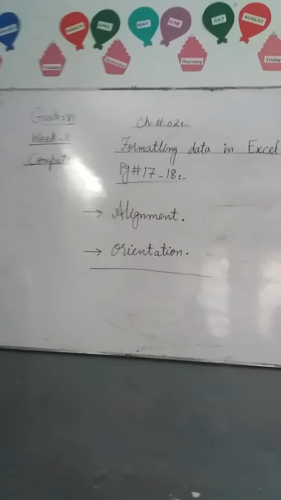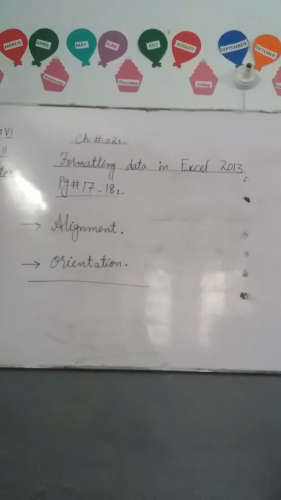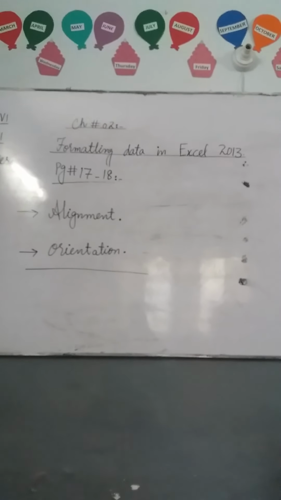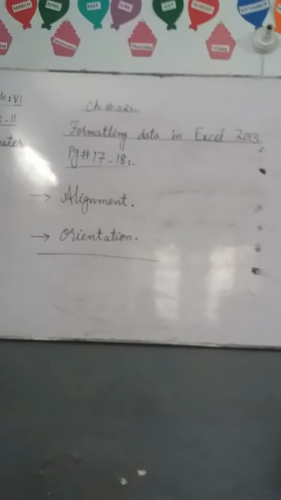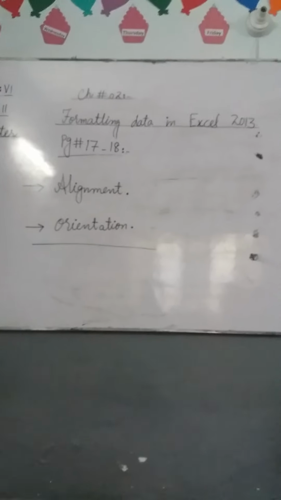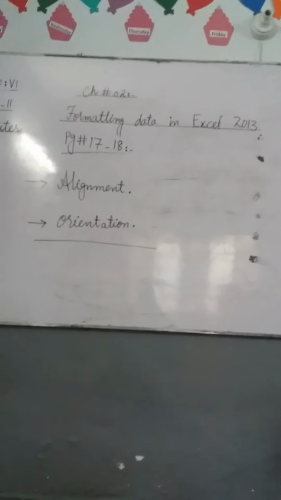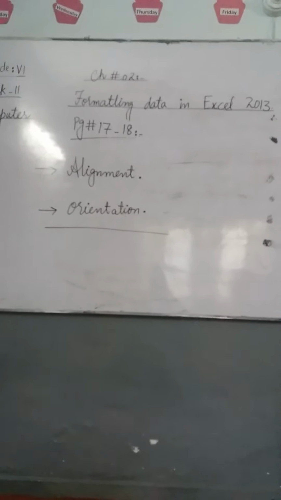It's our week 2 in computer studies, as we are studying chapter number 2, formatting data in Excel 2013. Formatting means to change something. Understand? Formatting means to change. How we edit text in Excel sheet. Today we will read page number 17 and 18, in which we will study how we make alignment and orientation of data.